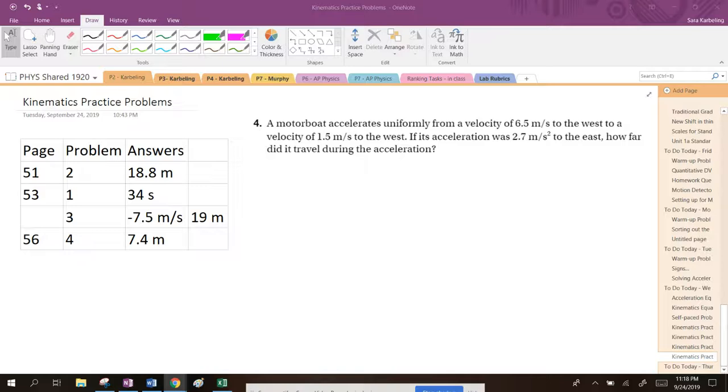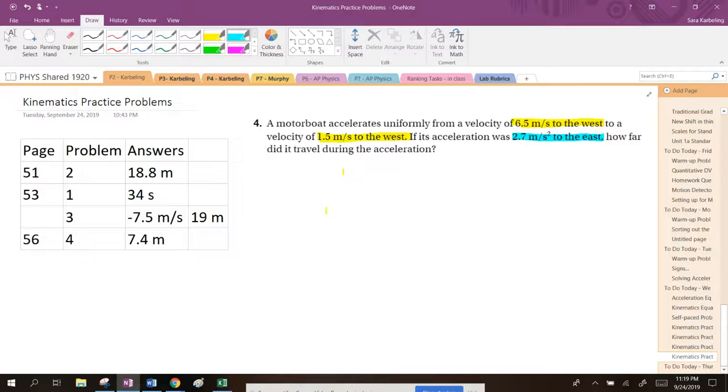So the big wrinkle that this question throws in is that it's got east and west included. I don't know if you caught that. So it says 6.5 meters per second to the west and then 1.5 meters per second to the west. So it's slowing down. You're with me there? It's going 6.5 meters per second in one direction, and then later it's going a little slower in the same direction. It's slowing down, which means that if its velocity is one direction, its acceleration has to go the other way. So it should not be surprising that the acceleration is opposite. So it's going to the east.